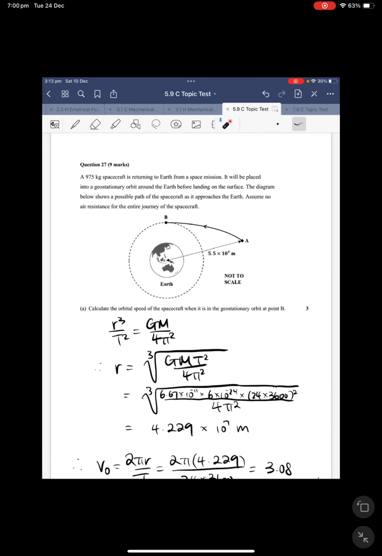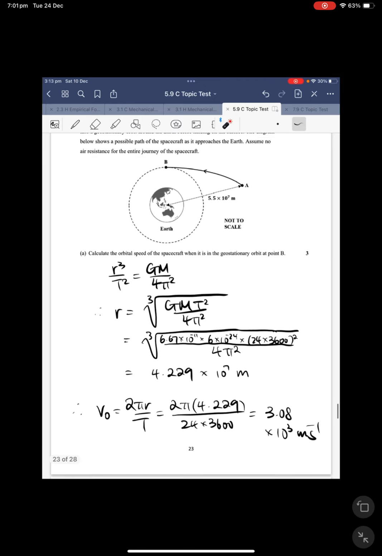Okay, for question 27, again dealing with orbits around satellites. We have a spacecraft which is going to be placed into geostationary orbit around the Earth at point B, and we're going to assume no air resistance. Calculate the orbital speed of the spacecraft when it is in a geostationary orbit at point B.